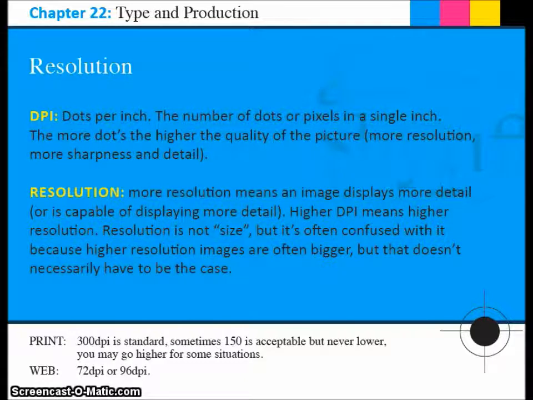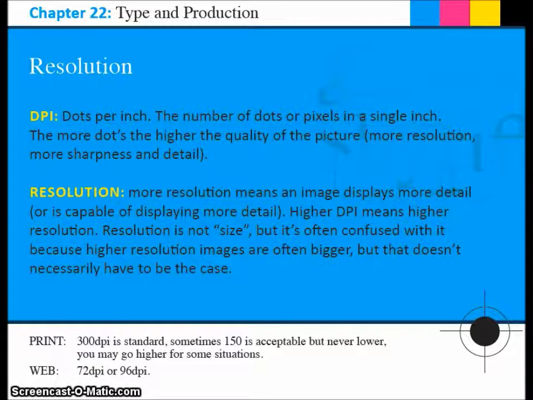That brings us to resolution. Speaking of dots, resolution stands for DPI, which is dots per inch. The number of dots or pixels in a single inch in a publication. The more dots, the higher quality of the picture, more resolution, more sharpness and detail. Resolution refers to how an image is capable of displaying more detail. Higher dots per inch means a higher resolution. Resolution isn't really size, but it's often confused with it because higher resolution images are often bigger, but that doesn't necessarily have to be the case.